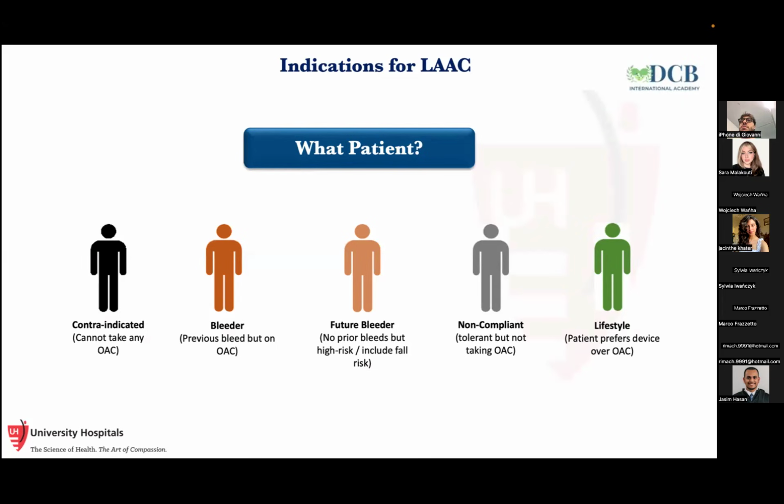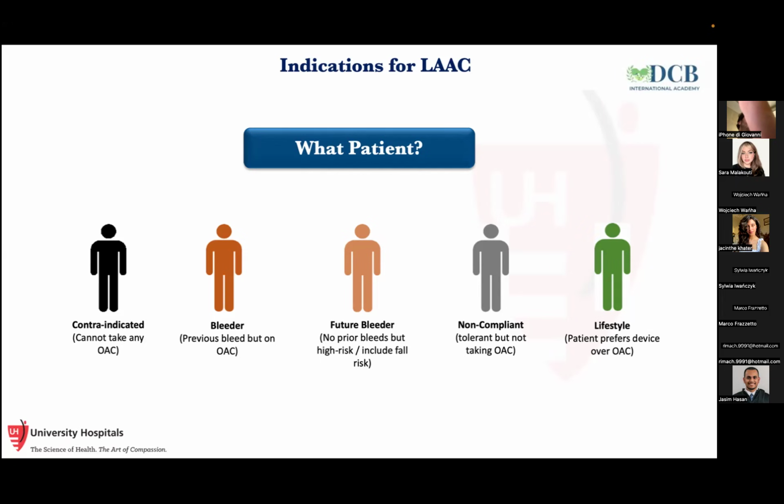We can indicate 5 different types. The black one, the patient who is contraindicated, is not able to take oral anticoagulant therapy. The bleeder is the patient that experienced previous bleeding on OAC. The future bleeder is a patient that didn't have bleeding events, but is at high risk, such as a patient that has Parkinson's disease or a very high risk of falling.